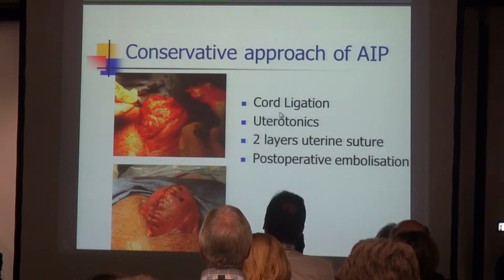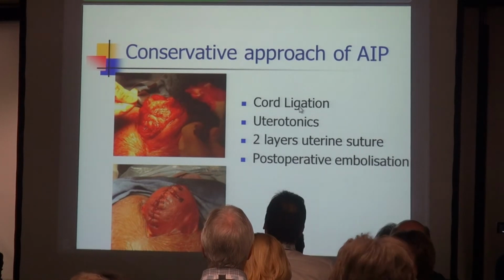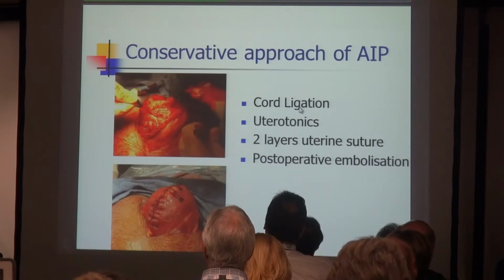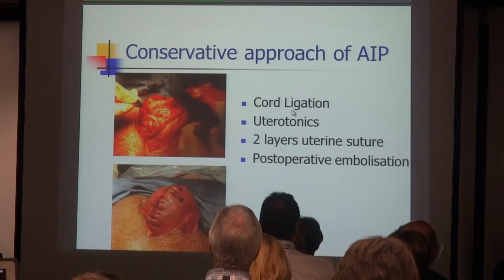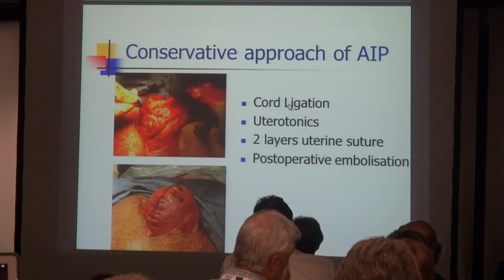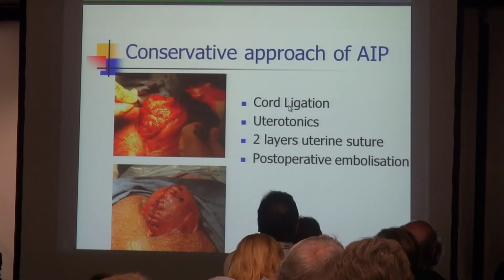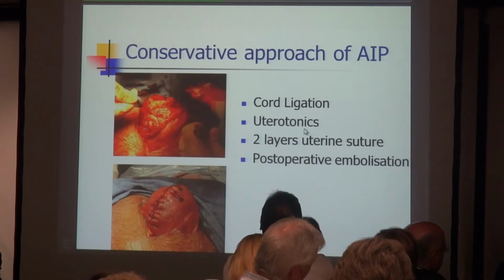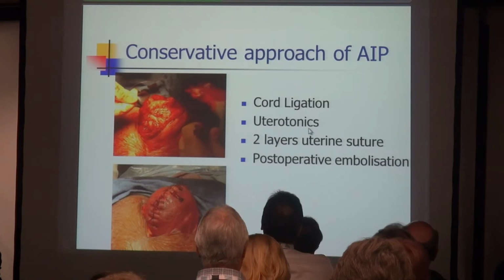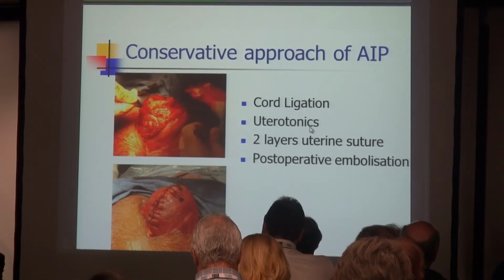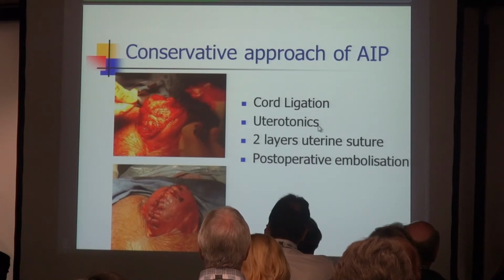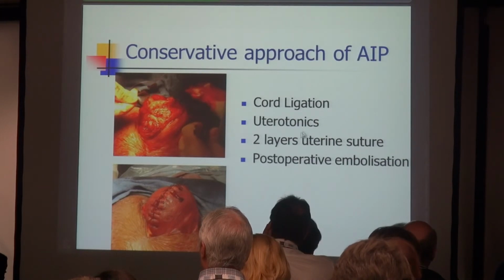After that, we do the cord ligation, and this is an important step because we have a few cases with bleeding because we didn't ligate the cord, so it's very important to put the suture on. We use uterotonics because we have also cases with bleeding post-procedure in a twin pregnancy, and we decrease the amount of blood inside the uterus and the risk of disseminating intravascular coagulation.